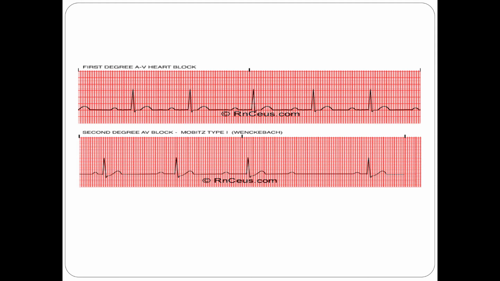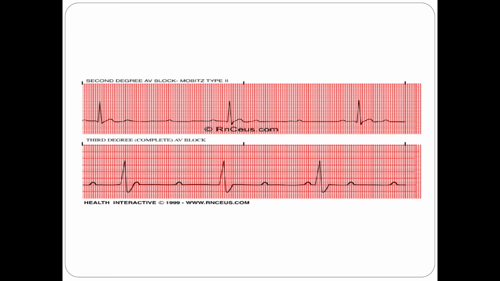The next one down, we see a Mobitz second degree block, Mobitz 1 or Wenckebach. So you can see the gradual progression of PR interval lengthening. We've gone through this already. You guys should be able to recognize this. There's regular, longer, longer, dropped. So you can see that progression to help you describe that as a type 1 Mobitz 1 or Wenckebach.